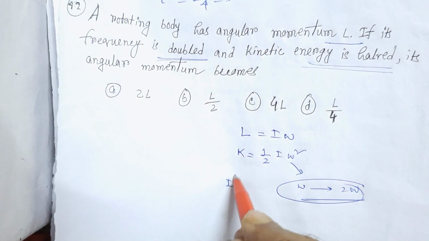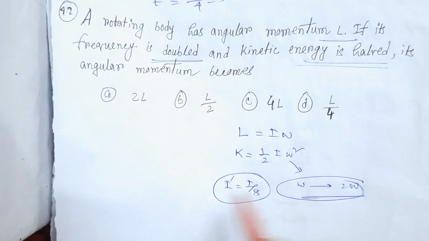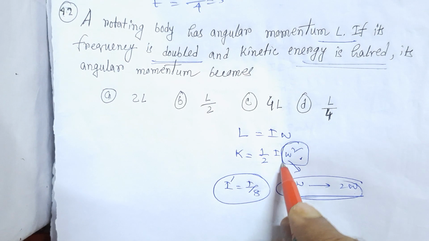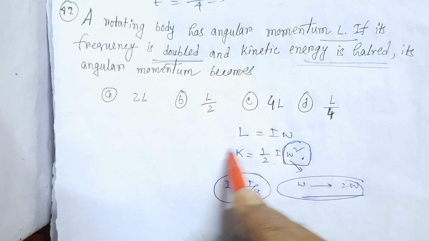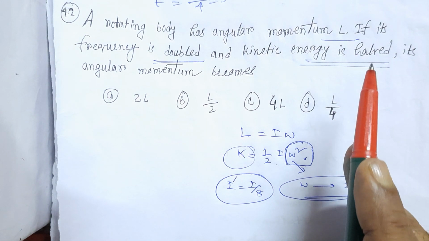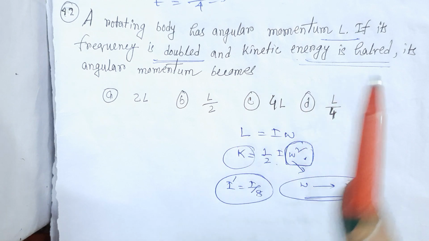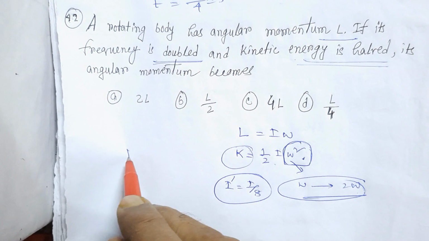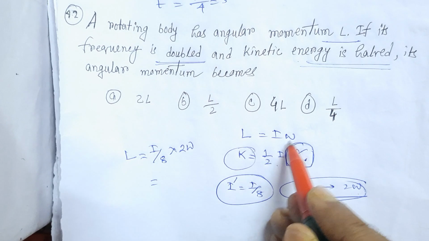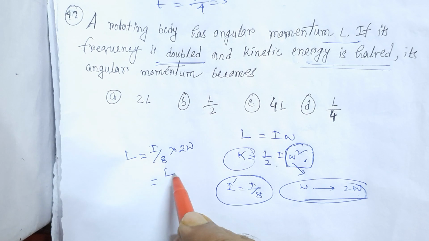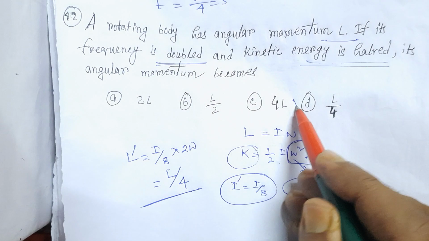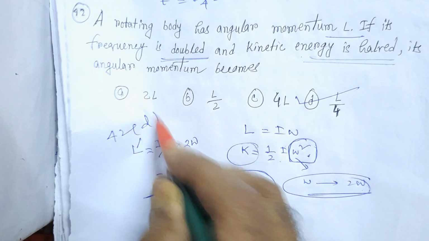So I dashed equals I by 8 actually, because if omega were twice, its value should be 4 times, this factor giving 4 times. So I should be I by 8, that will convert the kinetic energy to its half value, half of the initial value. So now angular momentum L equals I omega. Now I is I by 8, omega is twice omega, I omega is L, so it is L by 4. Now angular momentum L dash is L by 4. So correct choice is D. Correct choice to the question number 42 is D.